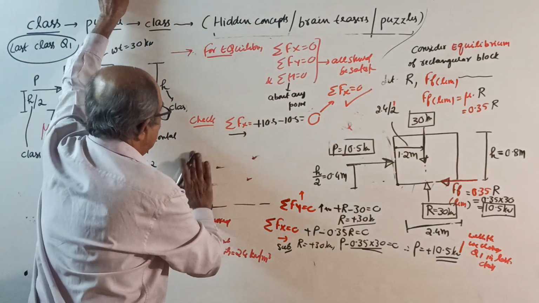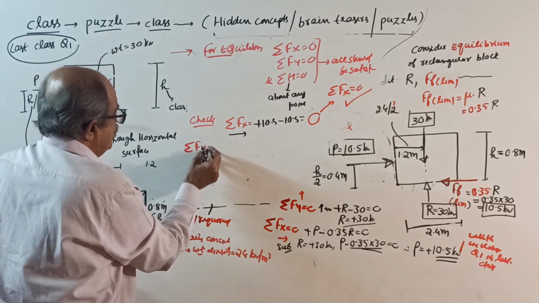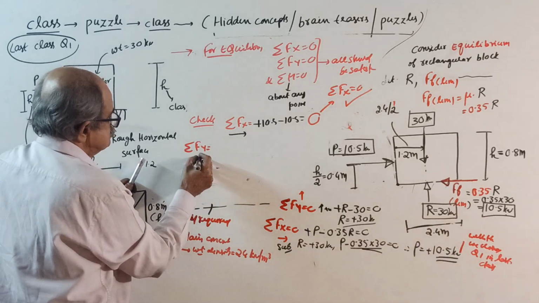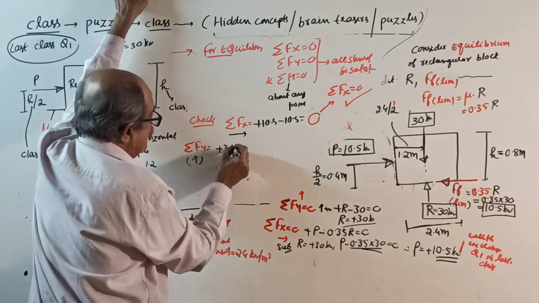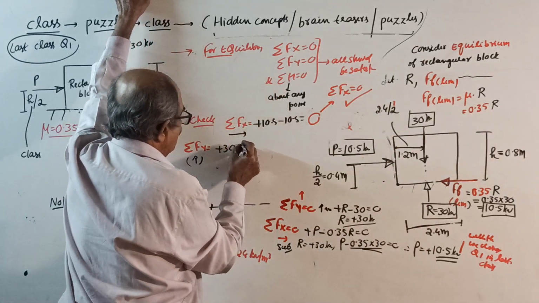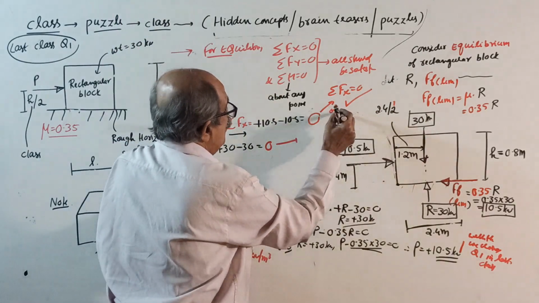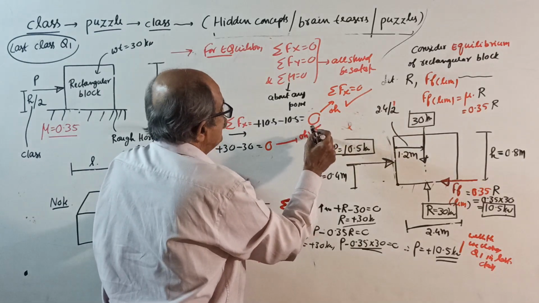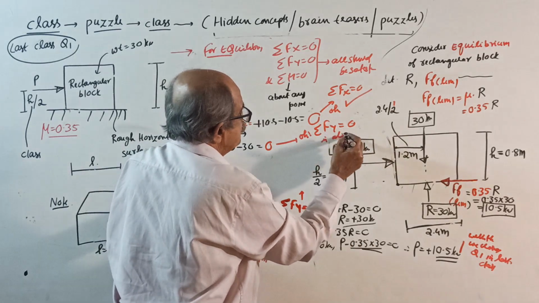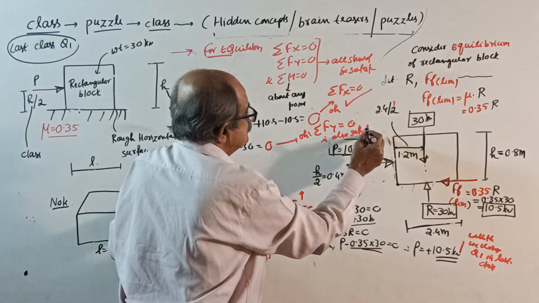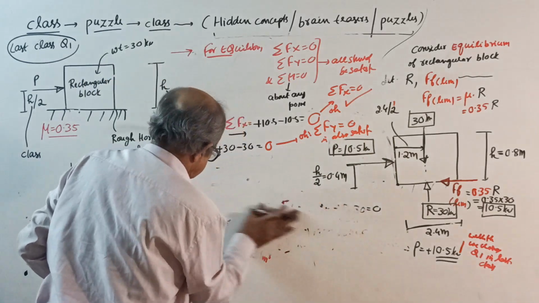Then sigma fy. Take upward positive: plus 30 minus 30 equal to 0. Sigma fy equal to 0 is also satisfied. Now, lastly, check sigma m.